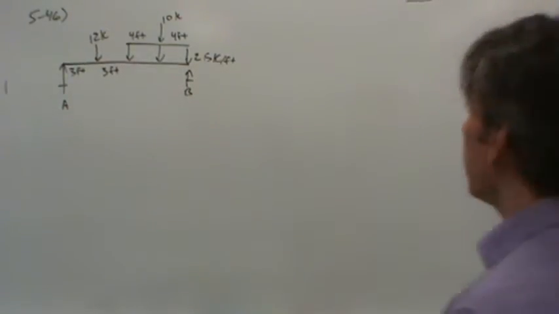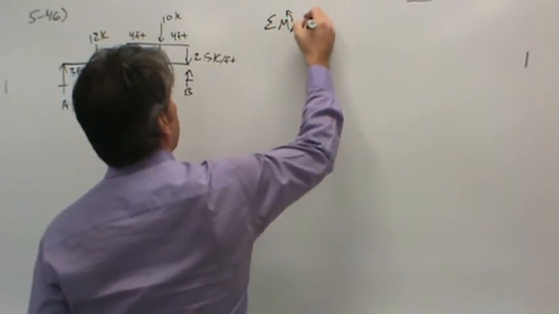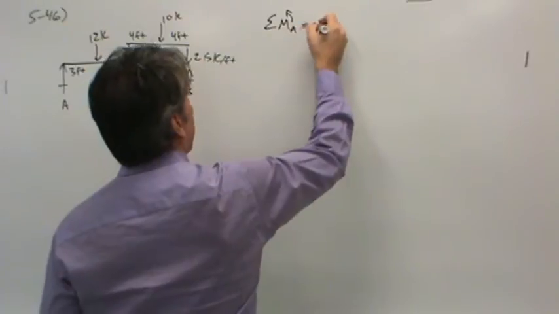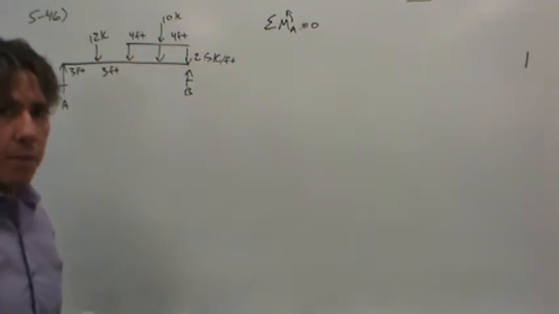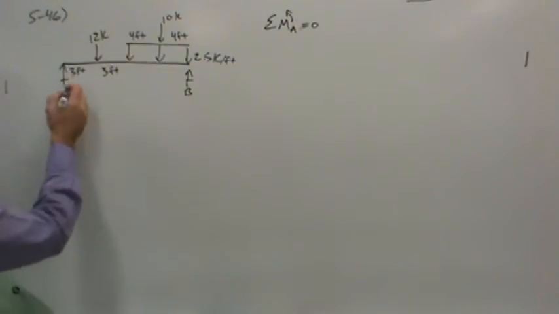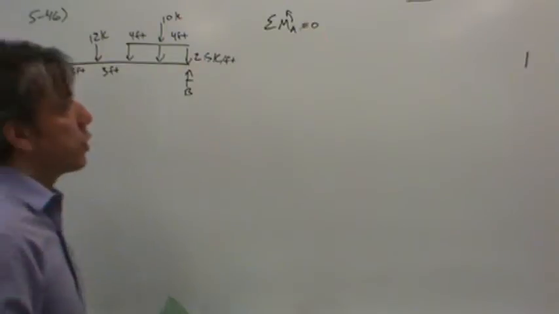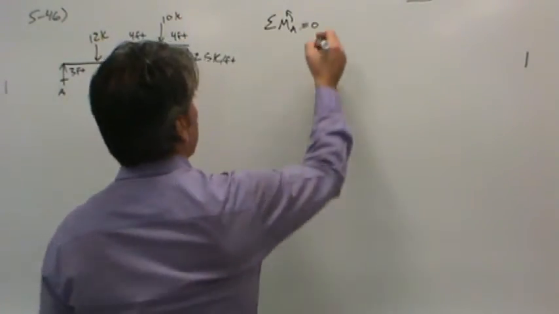And what I would recommend you do is sum moments at both A and B. When you do that, you'll find the reactions at A and B, which then you can add together. In other words, sum forces in the y direction. Make sure that you haven't made a mistake in the moment calculation, because it's easy to make mistakes along the way.